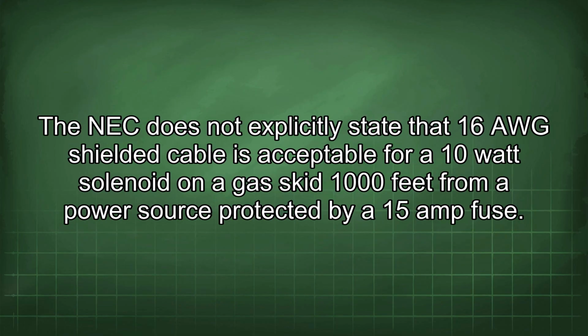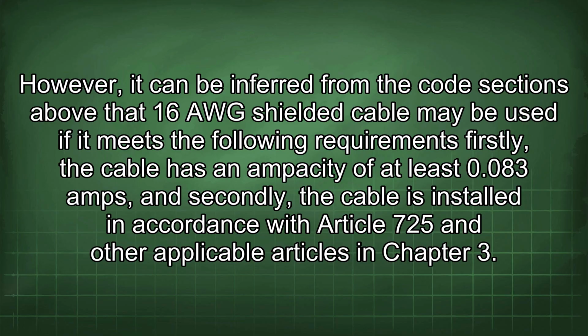The NEC does not explicitly state that 16 AWG shielded cable is acceptable for a 10-watt solenoid on a gasket 1000 feet from a power source protected by a 15-amp fuse. However, it can be inferred from the code sections above that 16 AWG shielded cable may be used if it meets the following requirements. Firstly, the cable has an ampacity of at least 0.83 amps. And secondly, the cable is installed in accordance with Article 725 and other applicable articles in Chapter 3.